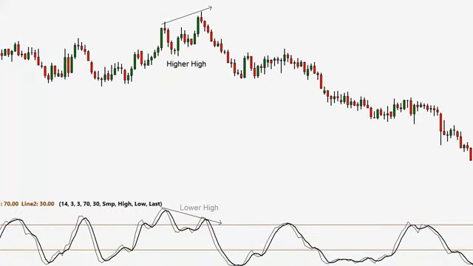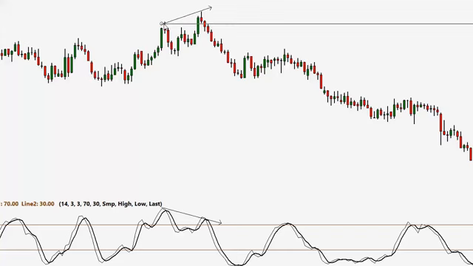You can see that price put in a high here, stochastic put in a high, then put in a low. Price is making higher highs. Stochastic is putting in a lower low, telling you the momentum is waning. Is this a trade setup for you? Well, again, it's going to depend on what your trade plan has for trade setups.